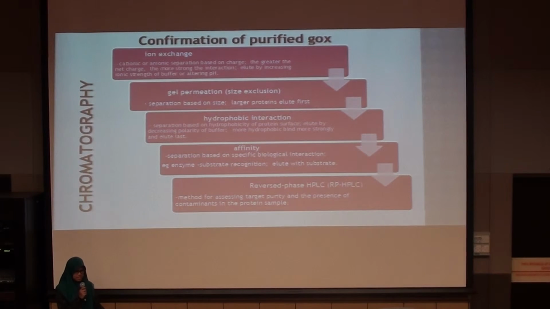Next, the confirmation of purified GOX. We can use chromatography. The first is ion exchange, which separates based on charge. We use this to remove a target contaminant based on their charge. The next, size exclusion chromatography, separates based on size and molecular weight, where the larger protein will elute first, and we use size exclusion because a short and well-defined separation leads to good sensitivity, based on their size and molecular weight.